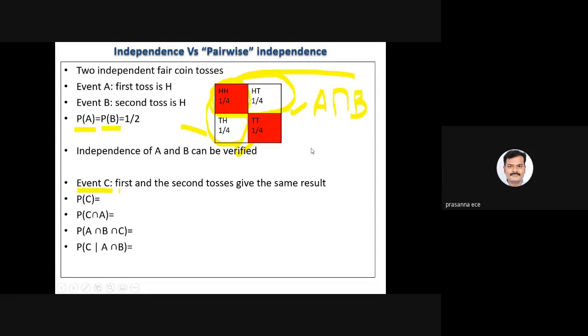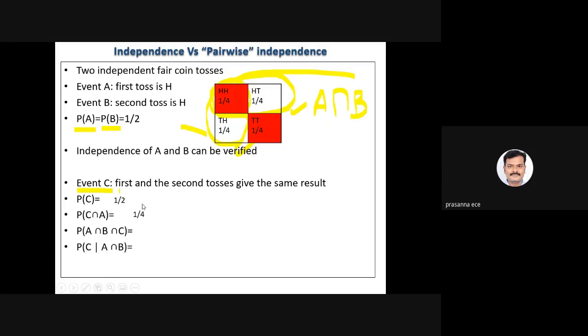Now what is the probability of C? Again it is 1 by 2. Now what is the probability of C intersection A? Where do these two events intersect? They intersect in the first square, so that is 1 by 4. If you calculate P of C times P of A, again it turns out to be 1 by 4.